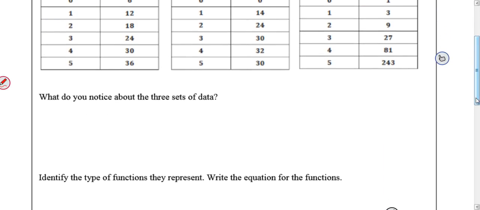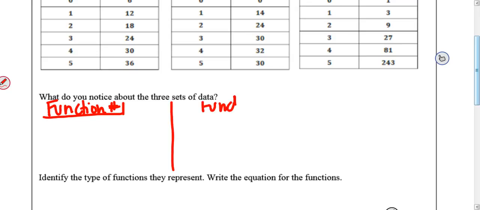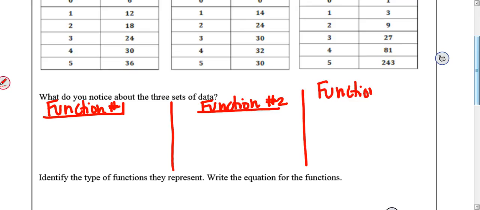Okay, so we have function number 1 that we'll talk about. And you know what I'm going to do is I'm going to just draw a line, and then we'll talk about function number 2. And then we'll talk about function number 3. So go ahead and put that in real quick.